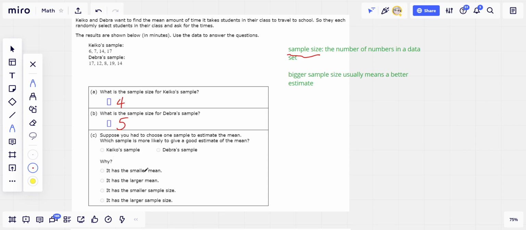And then finally, C says, suppose you had to choose one sample to estimate the mean, which sample would more likely give a good estimate? It's always going to be the largest sample, and that's Deborah's. It's not much larger than Keiko's, but it's a little larger. So Deborah's sample is the one we choose, and the why is that it has the larger sample size. These answers, it has a smaller or larger mean, are not meaningful at all. It's the sample size that impacts the quality of whatever measures you get out of it. So bigger is better on this one.